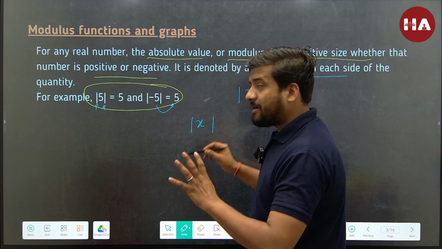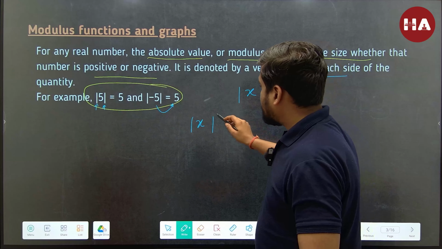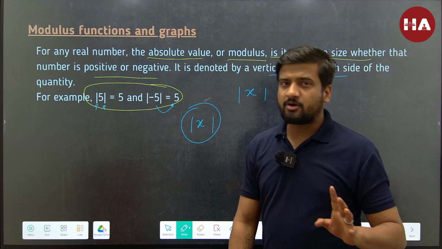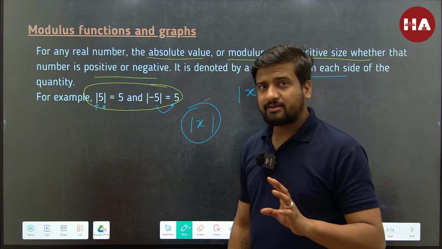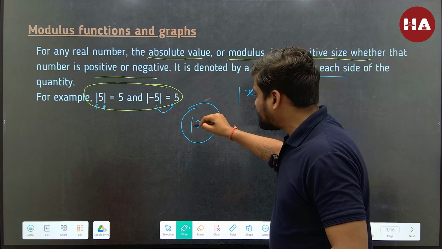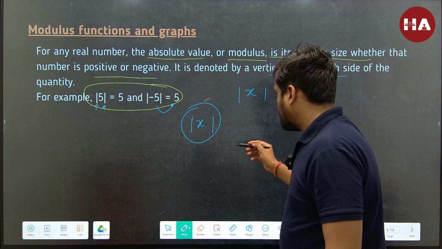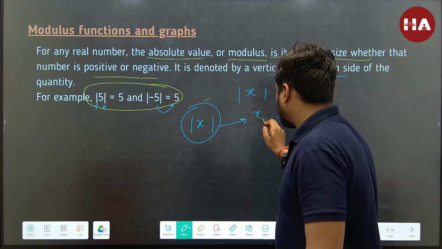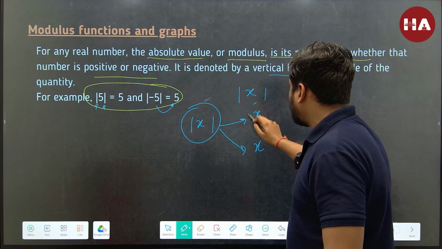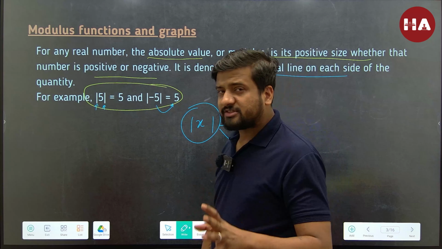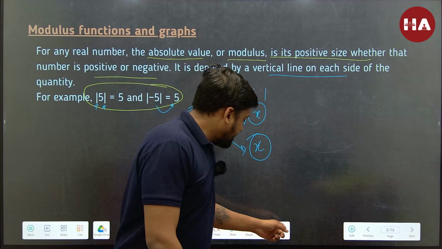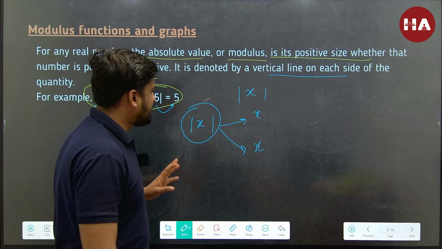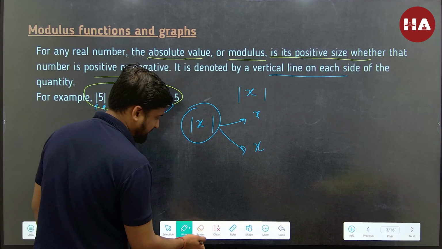Basically what I mean is this answer should be positive, right? Correct. And if I'm removing the modulus sign, these two values need to be positive somehow. If I remove the modulus sign, I want my answer to be positive. That's very obvious, right?